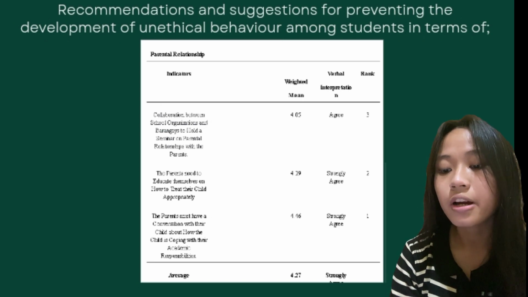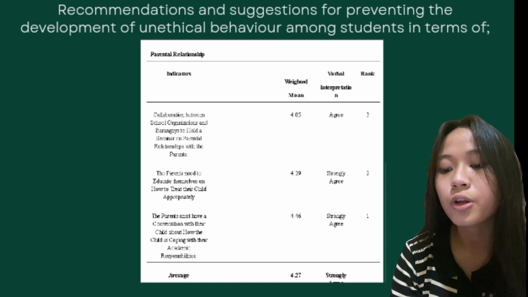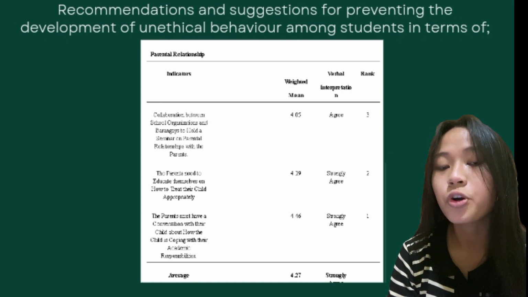Moreover, the statement the parents need to educate themselves on how to treat their child appropriately gets rank 2 with a weighted mean of 4.29 and is also interpreted as strongly agree. Lastly, the statement collaboration between school organizations and barangays to hold seminars on parental relationships with the parents gets rank 3 with a weighted mean of 4.05 and is interpreted as agree.